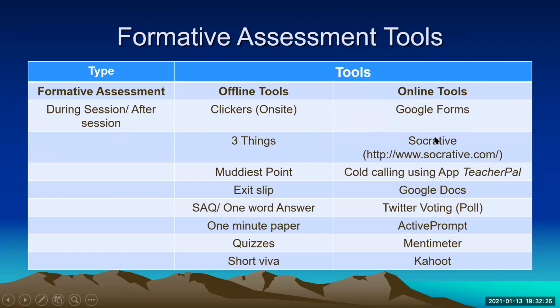Then again, there are different tools. We might not have used all of these, but some of us have used them. For example, here we have an experience of Mentimeter. Then occasionally Kahoot was used. Then Active Prompts, Google Docs. So there are a variety of assessment tools, and these are especially important for formative assessment, so that it gives immediate feedback to the student.